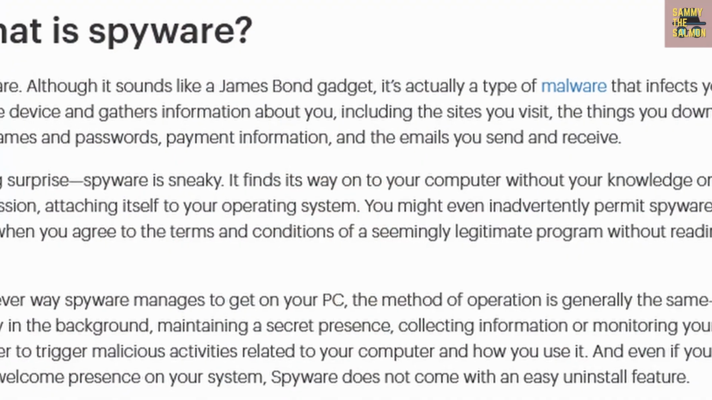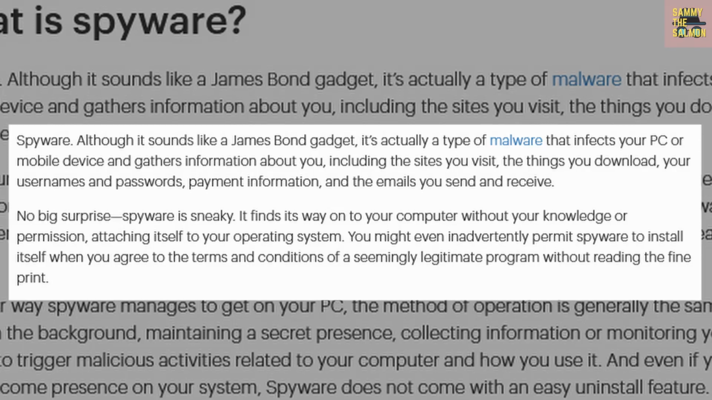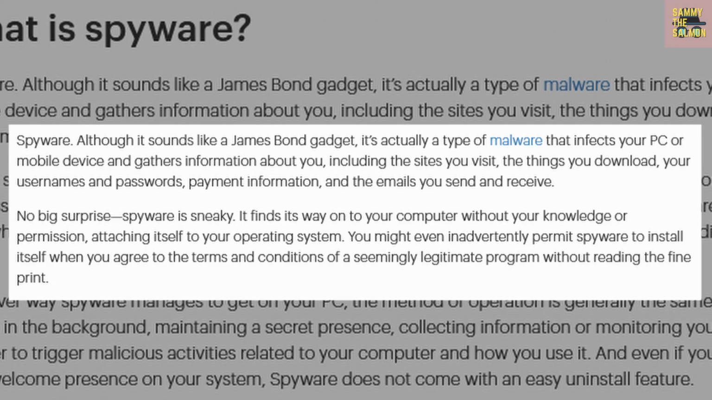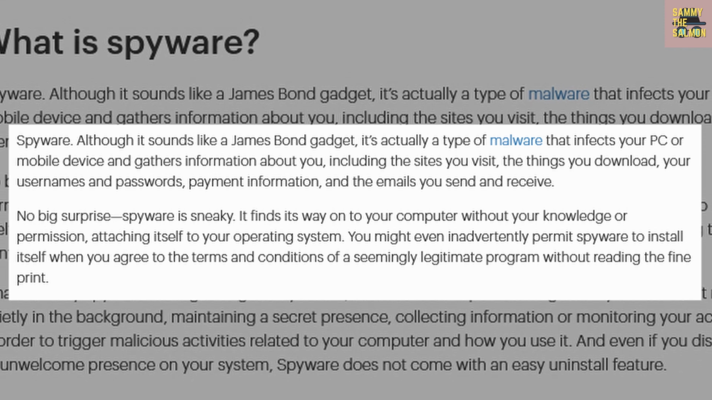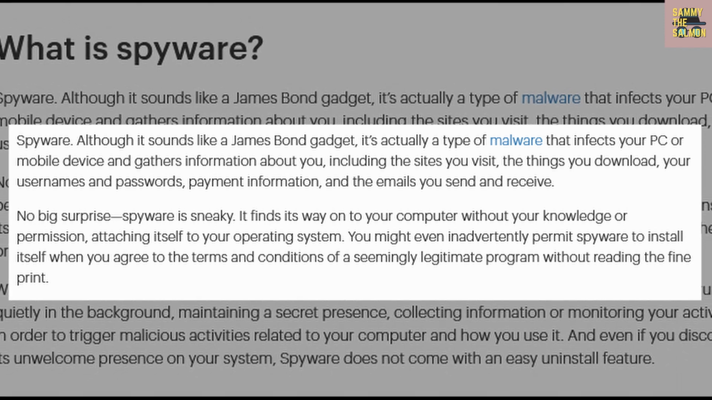Earlier I mentioned spyware. So what is spyware and how do you get it? Spyware is a type of malware that infects your PC or mobile device and gathers information about you, including the sites you visit, things you download, your usernames and passwords, payment information, and the emails you send and receive. Spyware can infect computers and mobiles in many ways, but here are a few of the popular ways.